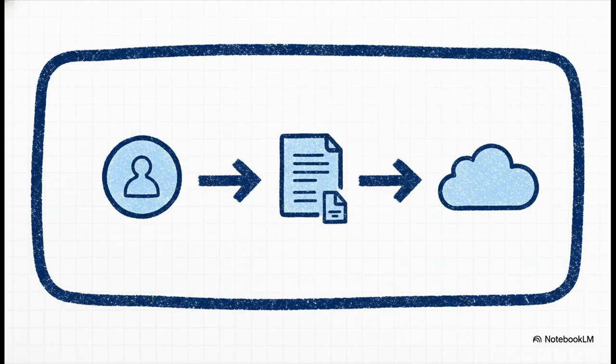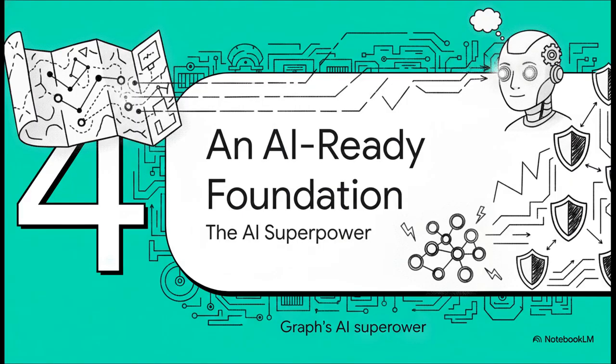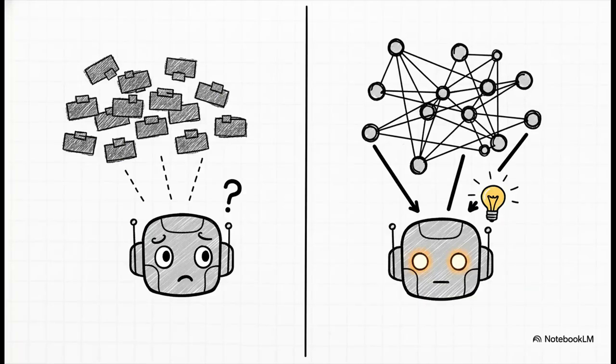It's a game changer. Now, having a map is one thing. But what if you could give that map to an intelligent guide who could analyze it for you at machine speed? This is where we get to the graph's AI superpower. You see, AI models thrive on context and relationships. It's exactly what a graph provides.